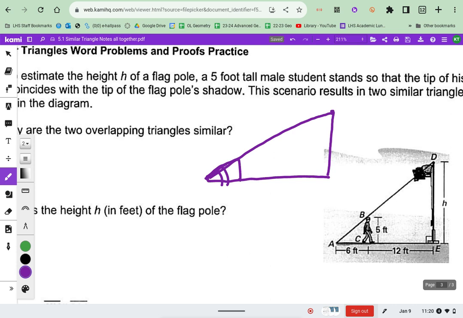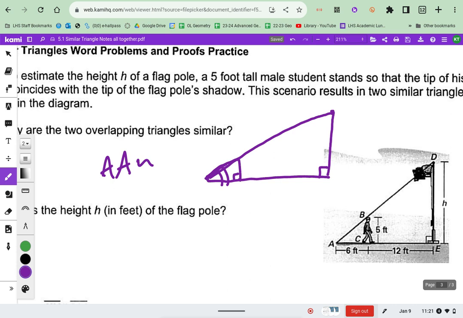Because if you think about it, the sun has to make the same angle with the person as it does the flagpole, too, just logically. Are there any other angles in there that have to also be the same? 90 degrees, right? The flagpole is perpendicular to the ground, and so is the person. So actually, that's where our second one comes from. We can't use sides yet on this one because we don't have enough measurements to check proportions and see that they work out. So for this one, we know that they're similar by angle-angle similarity.